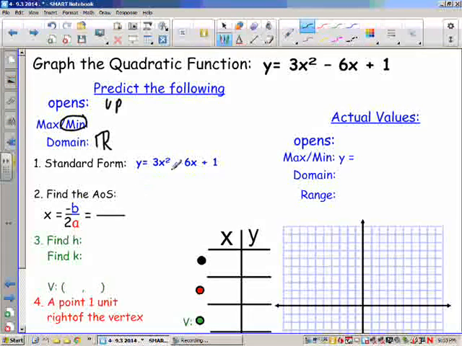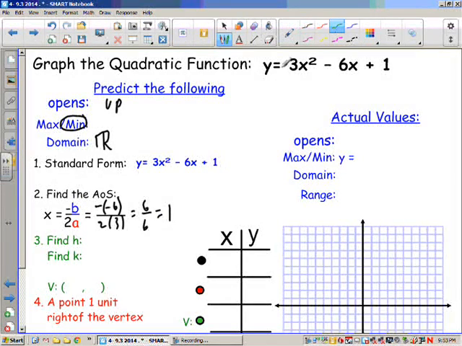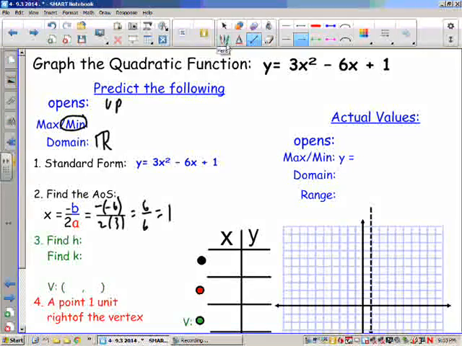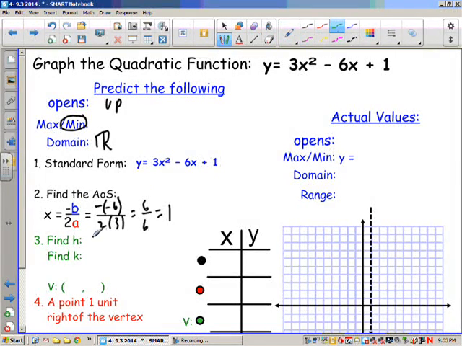Alright, so to find our axis of symmetry, we plug in negative 6, b was a negative 6, over 2 times 3. We get negative makes it positive. 6 over 6 is 1. And now we have our h. And so now we can graph the axis of symmetry at x equals 1. Alright, and we have our h now is 1.